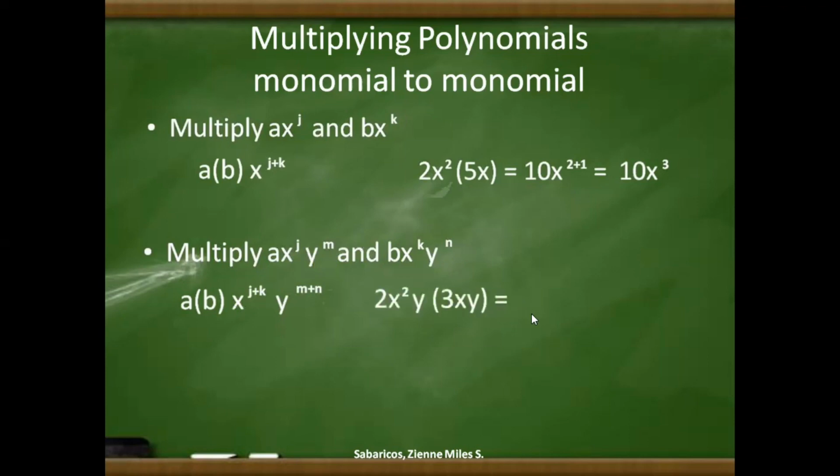Here's an example for this formula. 2x squared y times 3xy. So 2 times 3 is 6. You bring the x, because they're the same, then 2 plus 1. And then y, you bring down y, and it's 1 plus 1, because once again, it is understood that if there's no exponent, the exponent is 1. So 6x, 2 plus 1 is 3. y, bring down the y, and then 1 plus 1 is 2.